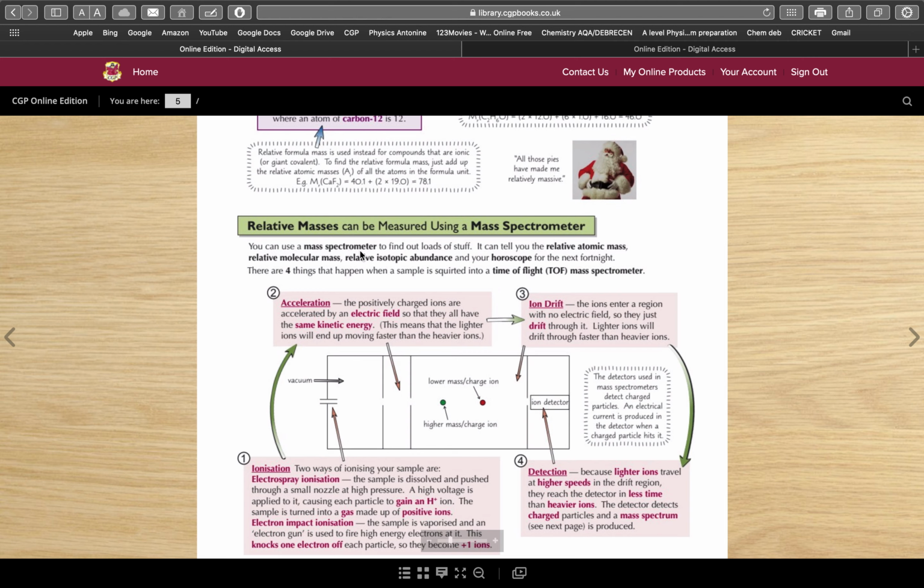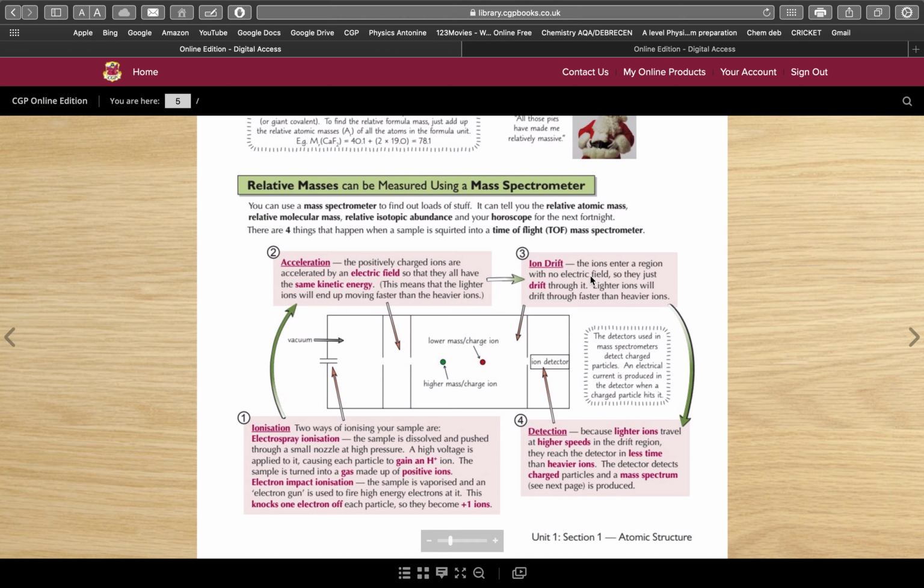So we can use the mass spectrometer to find out loads of stuff. It can tell you the relative atomic mass, the relative molecular mass, the relative isotopic abundance, and your horoscope for the next fortnight. Okay. So there are 4 things that happen when a sample is squirted into a time of flight mass spectrometer. So it's TOF mass spectrometer, time of flight mass spectrometer. Okay.